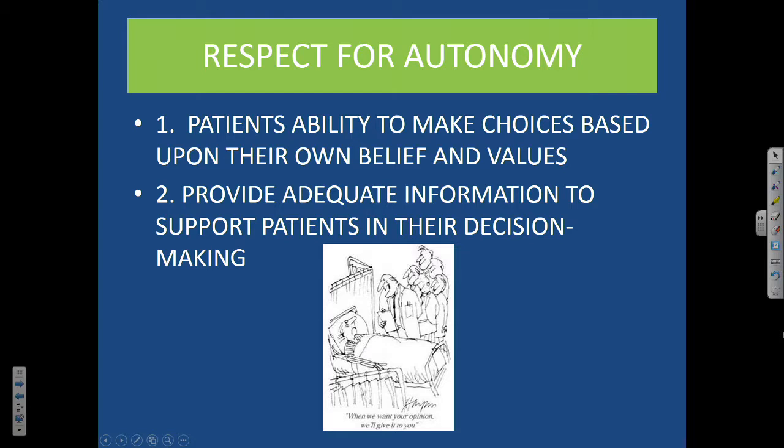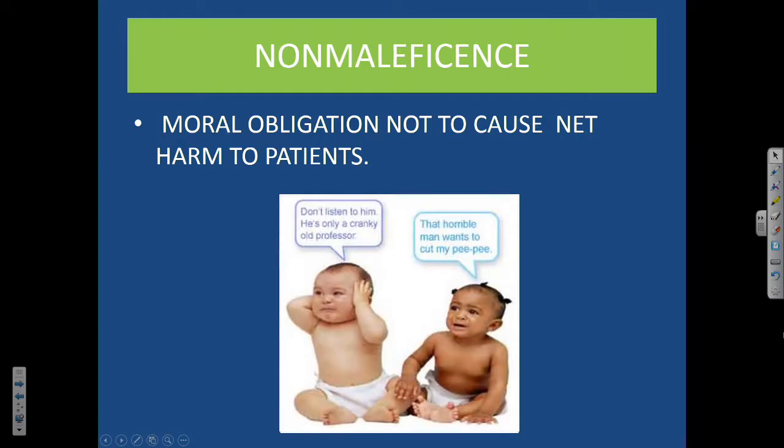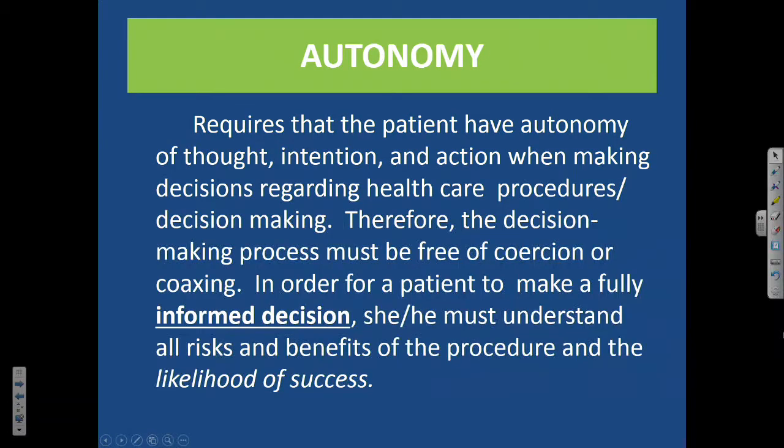And in order to do that, as part of our respect for autonomy, again, we must provide adequate information to the patient to support their decision-making. The principle of beneficence is simple. We always want to do what's best for the patient. We always want to act in the patient's best interest. That is the first thing that we must always do as podiatric physicians. And non-malfeasance: we want to do as much as we can under all circumstances not to cause net harm to a patient. So autonomy requires that that patient have autonomy of thought, intention, and action.